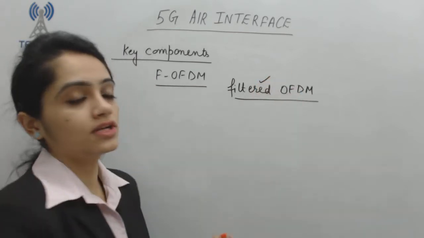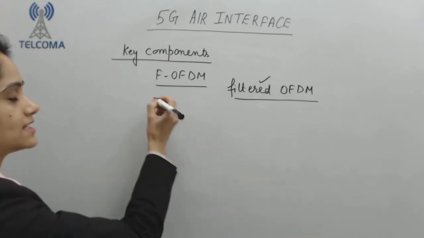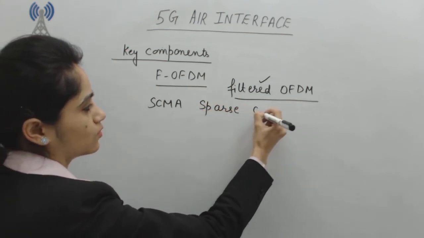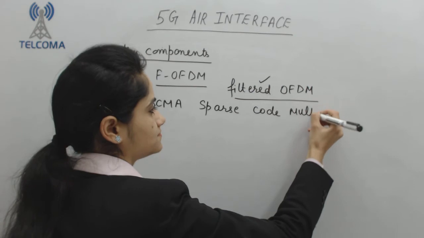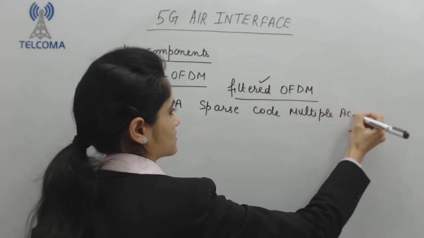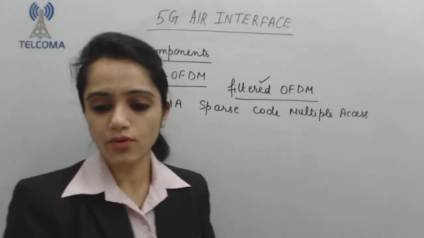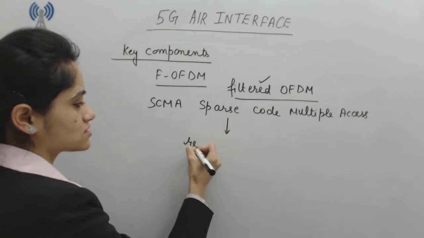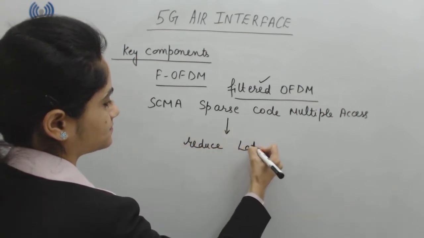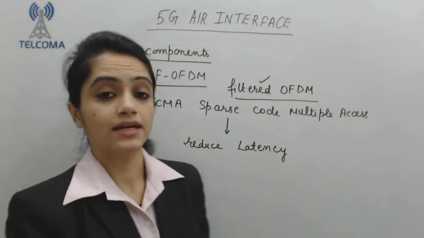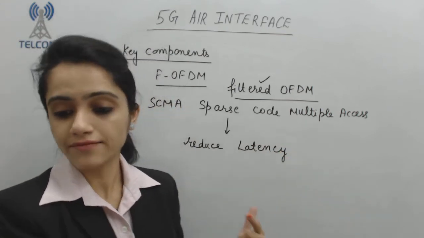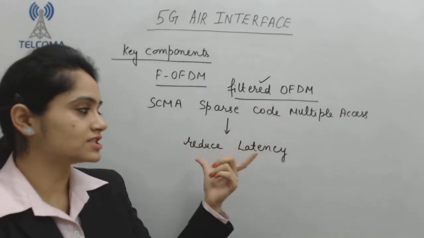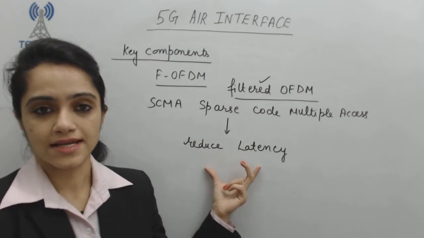Now filtered orthogonal frequency division multiple access, and then we have SCMA, which is sparse code multiple access. So both of these, that means FOFDMA and sparse code multiple access, will help to reduce latency. Now my aim or my goal of 5G is to have latency less than 1 millisecond. So these two key components are helping me to achieve a reduced latency.